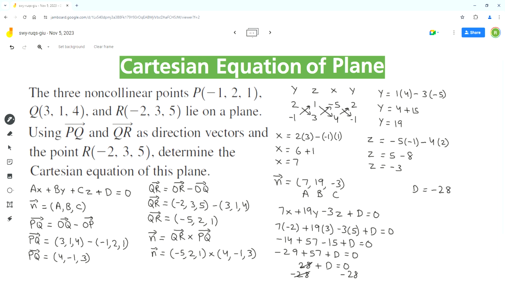Now we can sub in this value of D in the equation, and we get, so this should be the final answer for the Cartesian equation of this plane. So these are the steps you have to keep in mind to solve a problem like this one.